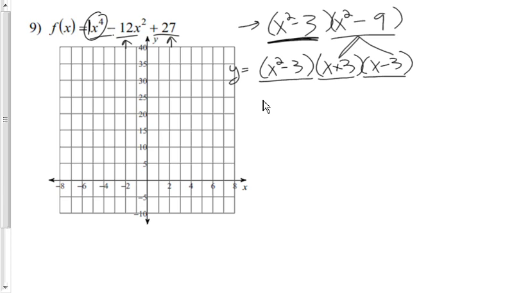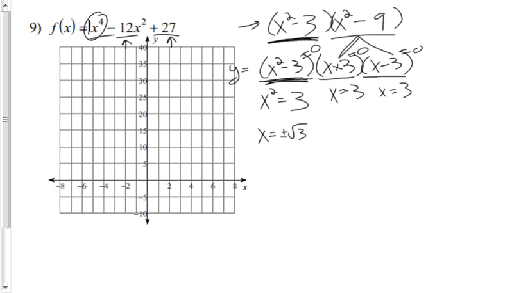Okay, so now we would get our solutions. Since this is a quadratic, we'll want to solve that out. So that means x squared equals 3, because again, we're setting each one equal to 0 and solving. So we'd add 3 over, then we'd square root both sides. We get positive and negative radical 3. And then from the other two factors, we would get x equals negative 3 and x equals positive 3.